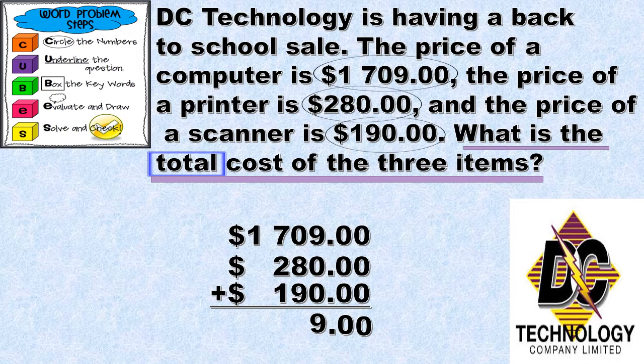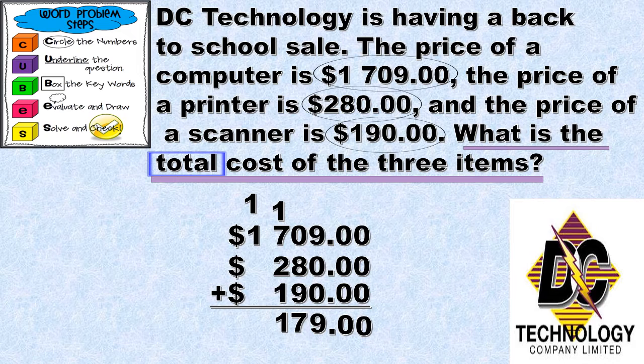8 tens plus 9 tens equals 17 tens. Regroup 17 as 7 tens and 1 hundred. Place your 7 tens under your tens column. Carry your 1 hundred above your hundreds column. 1 hundred plus 7 hundreds plus 2 hundreds plus 1 hundred equals 11 hundreds. Regroup 11 as 1 hundred and 1 thousand. Place your 1 hundred under your hundreds column. Carry your 1 thousand above your thousands column.